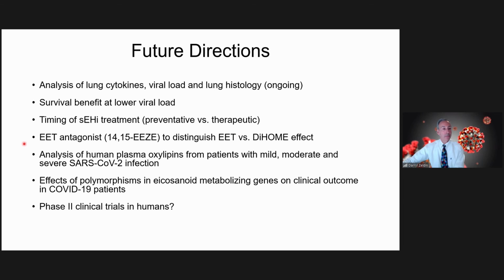We also have plans to measure serum oxylipids in patients with mild, moderate, and severe SARS-CoV-2 infection, and to examine the effect of polymorphisms in eicosanoid metabolizing genes on clinical outcome in COVID patients. And lastly, we hope to test the efficacy of these SEH inhibitors, which have been proven to be safe in humans in phase 1 trials, in phase 2 clinical trials for the treatment of SARS-CoV-2 infection.